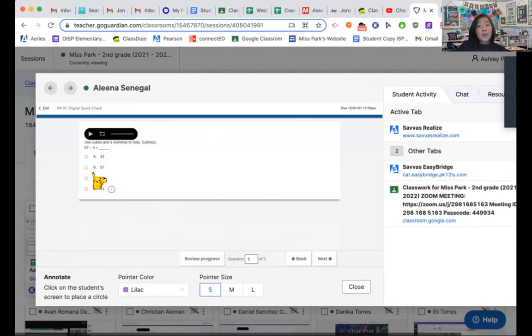So 67 minus 4 equals 63, C. Click on C and then click next. And then now what we're gonna do is we're gonna move on to science, guys.